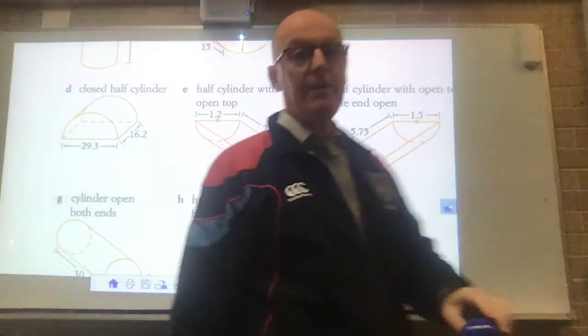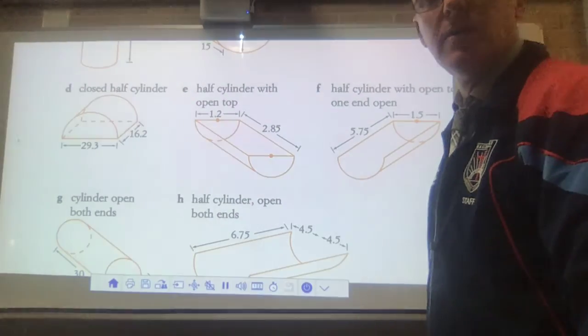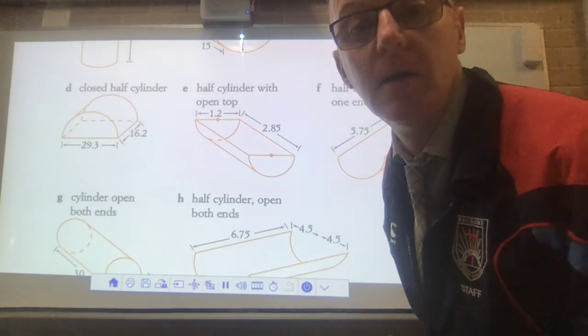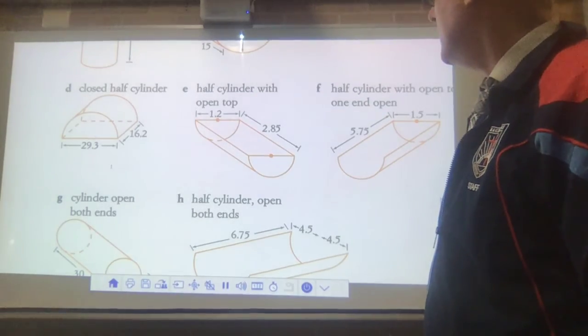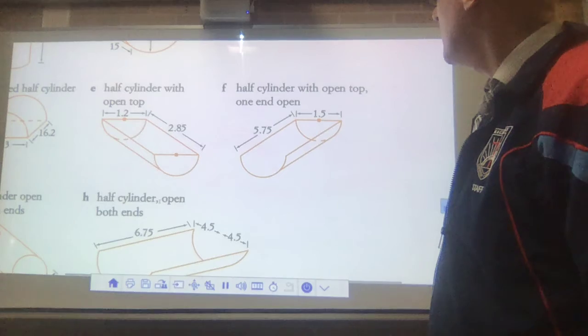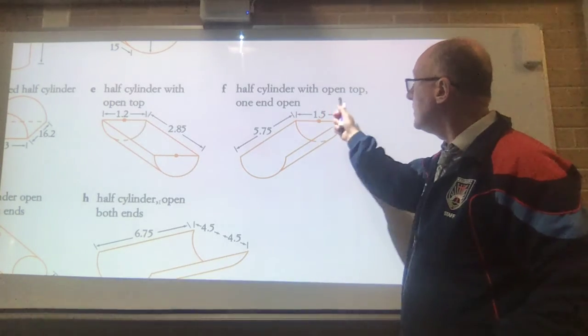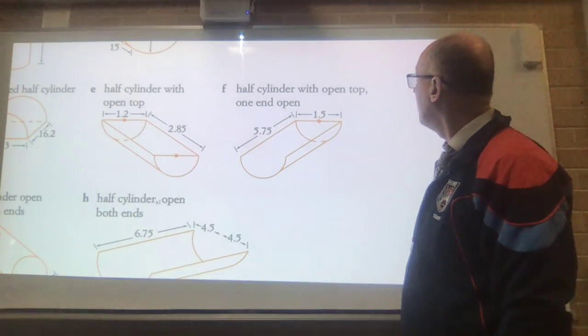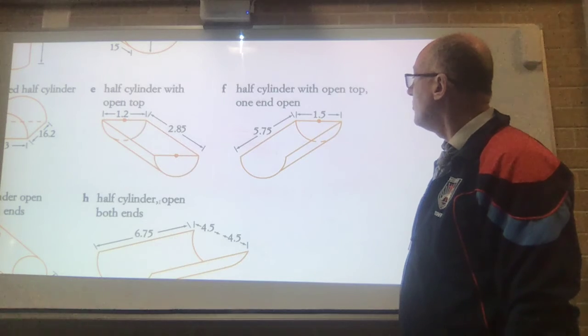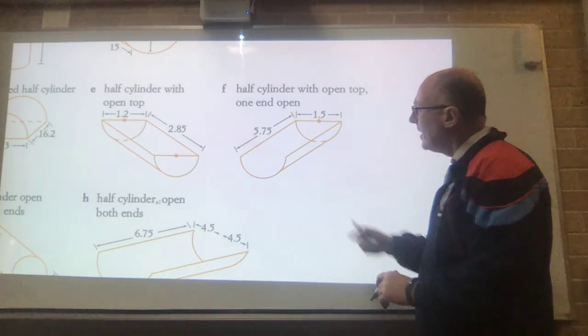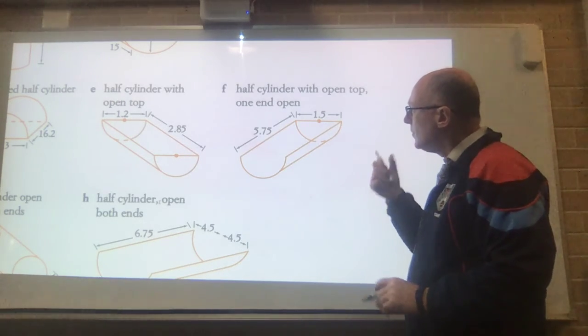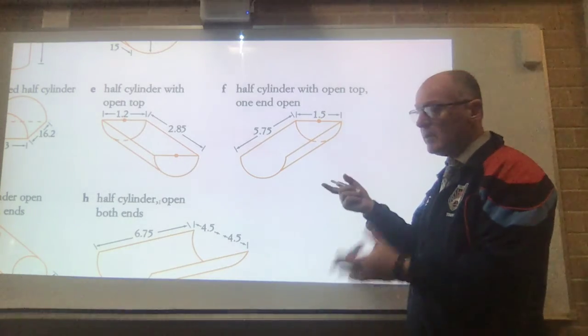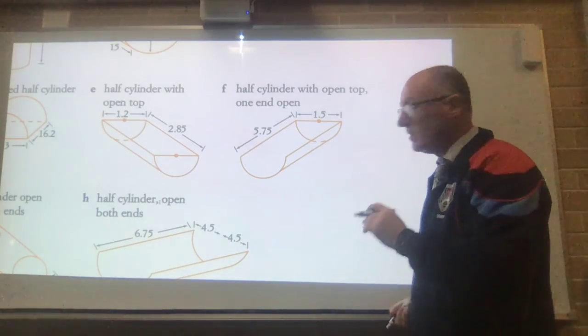Okay, question F, let's have a look. Just make sure this is still filming, which it is, so I'm coming towards the end. Okay, so just quickly, question F, same idea, half cylinder with open top on one end open. So what that means is you've got an open top, so you don't find the area of the top. I'll just do this one quickly because I'm running out of time.